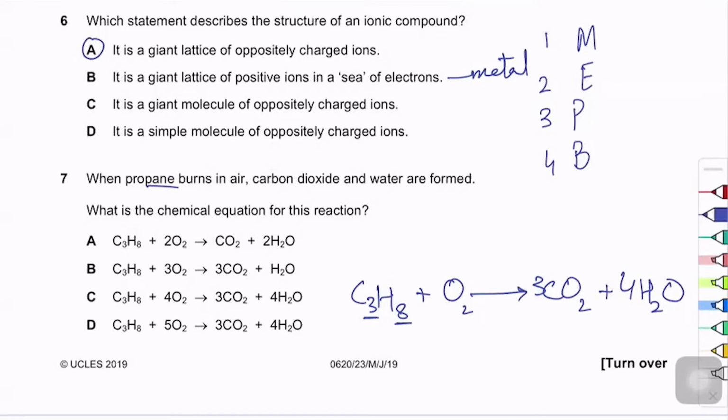Okay, now let's check the oxygen. So I have 6 here and 4 here, total is 10. And that means I have 5 here, because that's how it becomes 10. So my answer is going to be D. Okay.